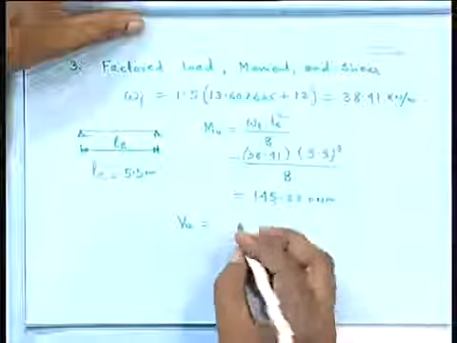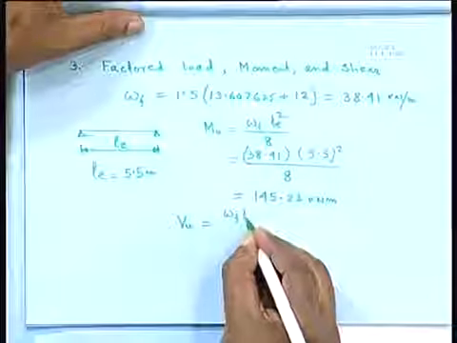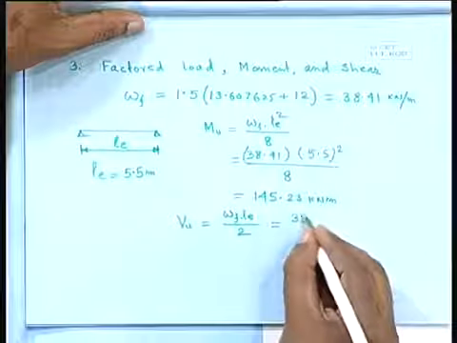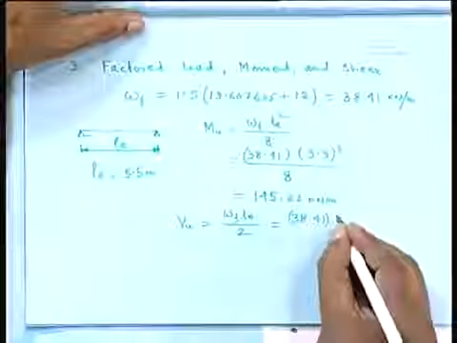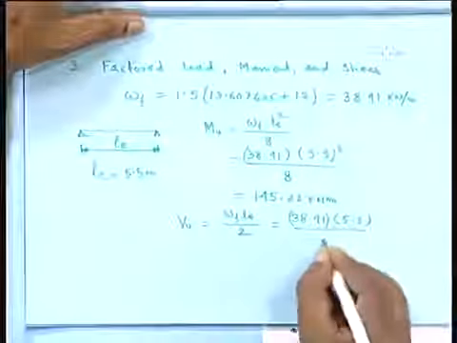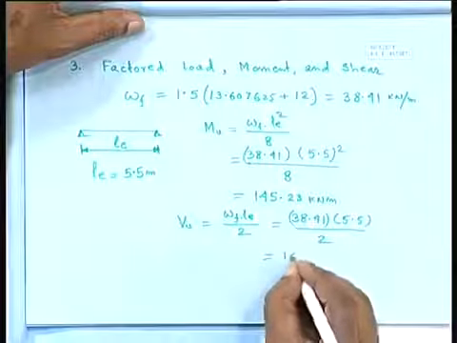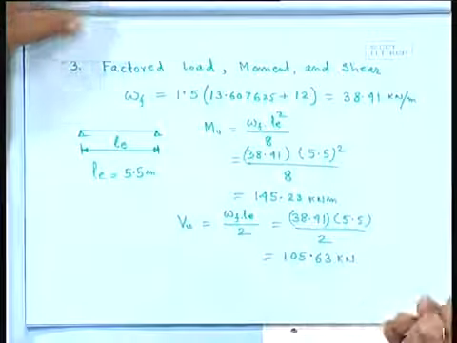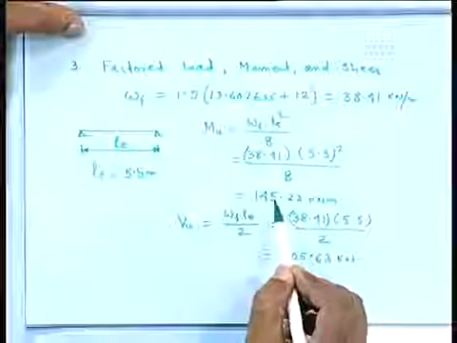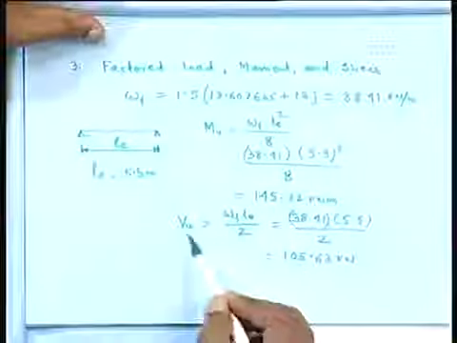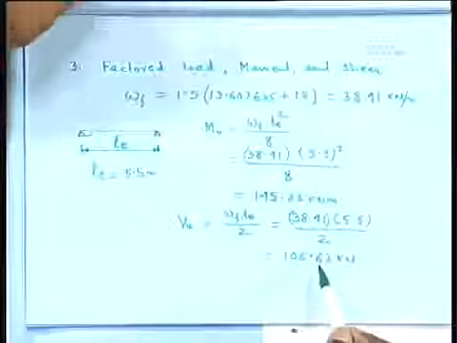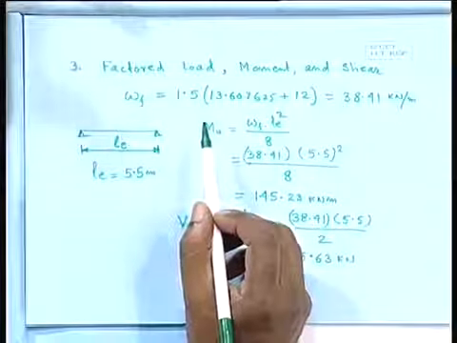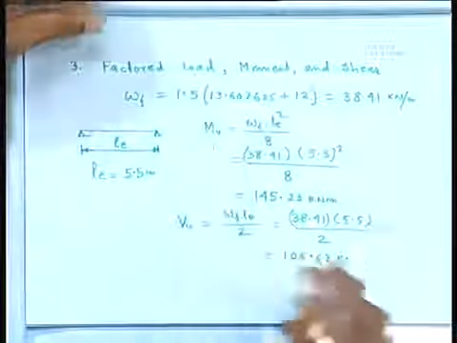That shear force, the design shear force, we shall take as WLe by 2, equals 38.41 times 5.5 by 2, which comes as 105.63 kilonewton. So, this is your moment for which you have to design, and this is your shear force after the factored load. This is the design load. So, after multiplication of 1.5, if you have seismic load, earthquake load, or wind load, then the appropriate factor we have to use.